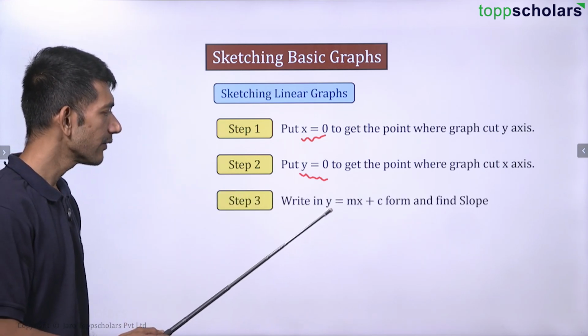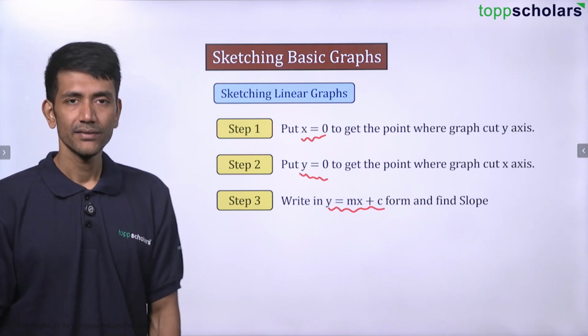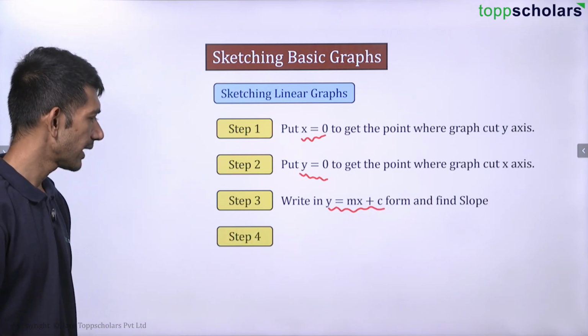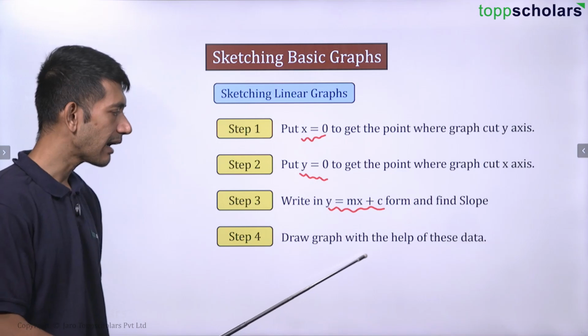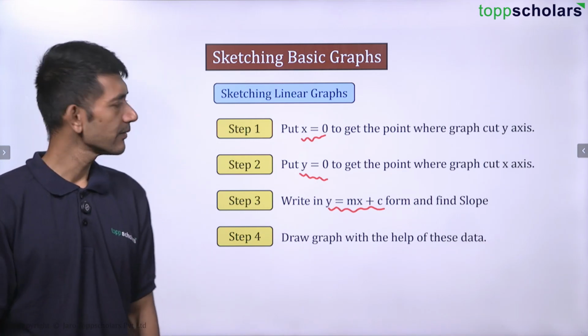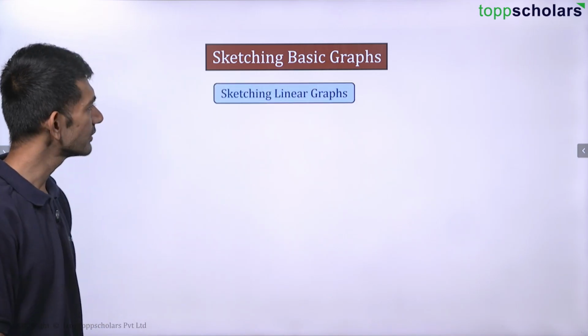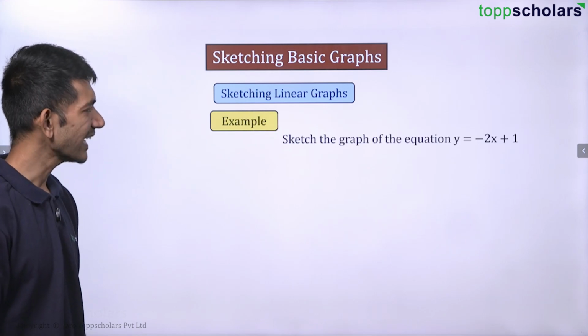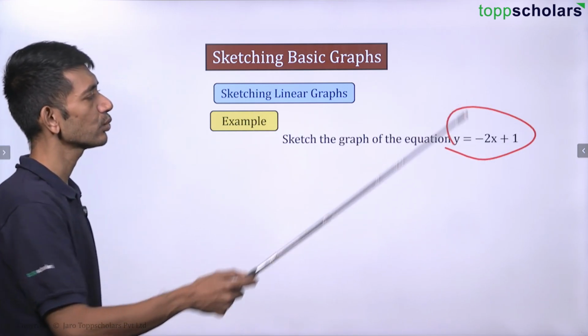In step 3, we write down y is equal to mx plus c and then find the slope. And then in step 4, we draw a graph with the help of these data, right? So let us see how to draw these actual graphs. So sketch the graph of y is equal to minus 2x plus 1.